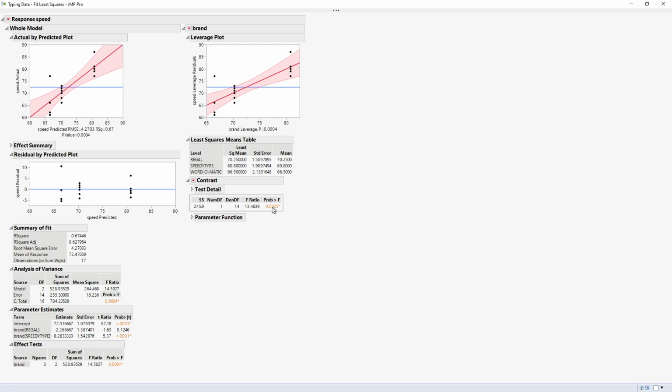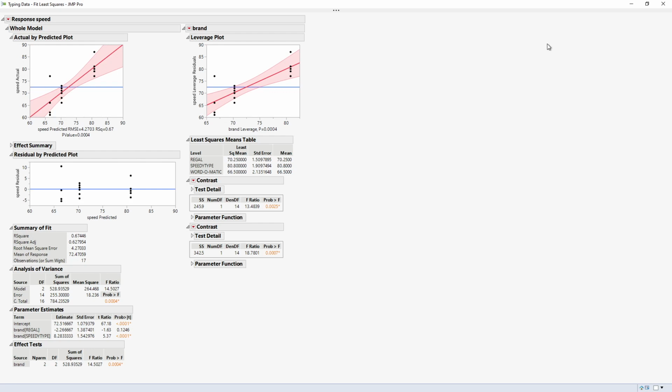However, we can see that this isn't the same as the tests going on in the other place. We have a different p-value, a different F ratio. And yeah, so we can do more contrasts. We could do a single contrast. Is regal the same as speed type? And as you can see, there's all sorts of combinations. And we see that these are definitely not the same. They're 10 points apart, so very different.